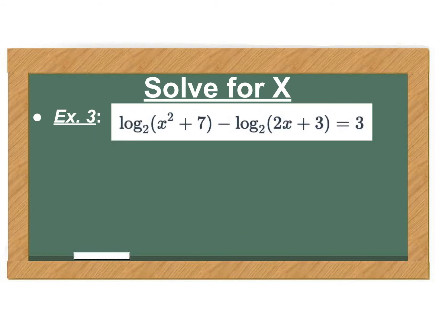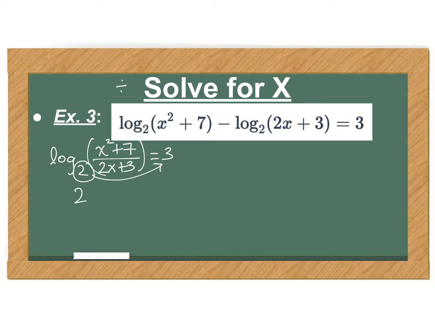And one more problem. Let's try this one. Again, log base 2, same bases. I have subtraction, so I'm going to condense to division. So we'll do log base 2 of x squared plus 7 all over 2x plus 3 equaling 3. Rewrite it in exponent form. So 2 to the 3 equals my fraction. That means that's 8.